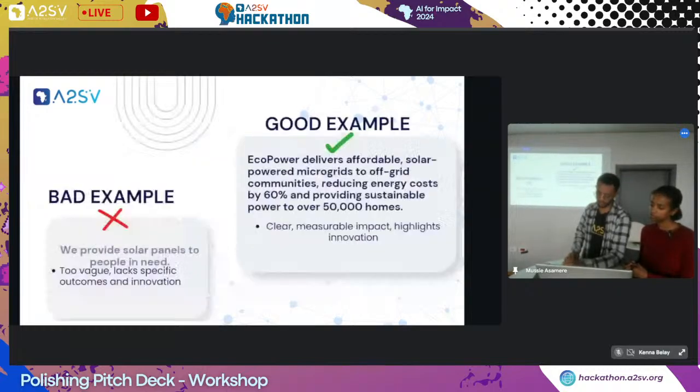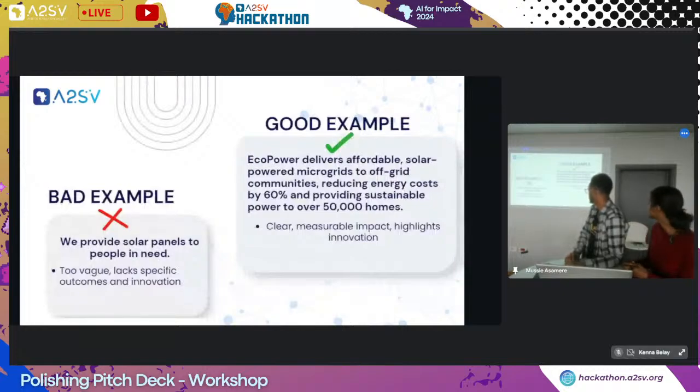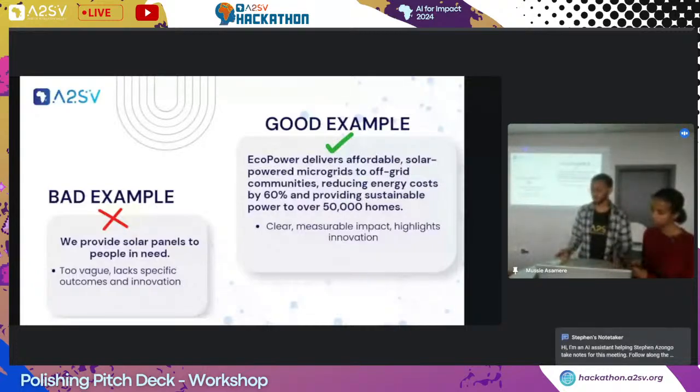So let's see examples. A bad example would be: in the same project, we provide solar panels to people in need. This doesn't seem like that much of a bad example, but when you look more into it, it's too vague, right? Who are these people in need, and how are they providing these solar panels? How are they actually giving them these solar panels? Too vague, lacks specific outcomes, and also it lacks innovation. So how are they different from others?